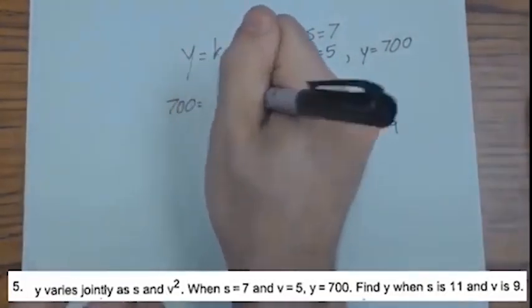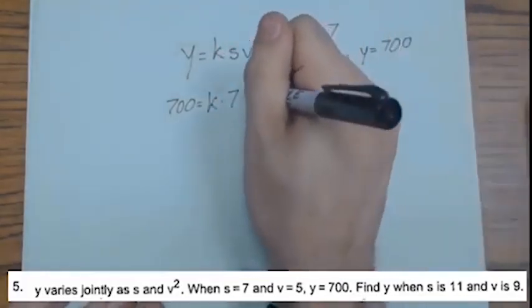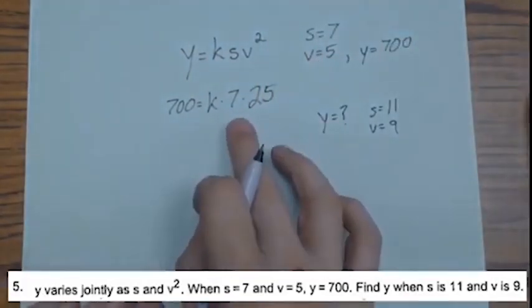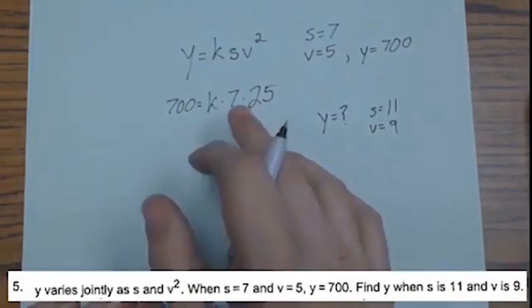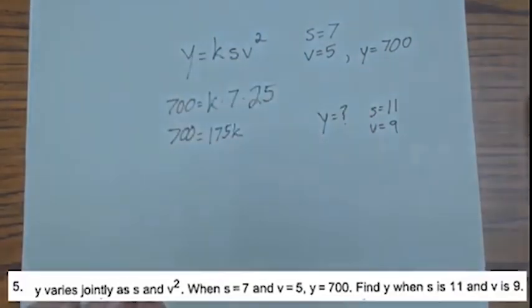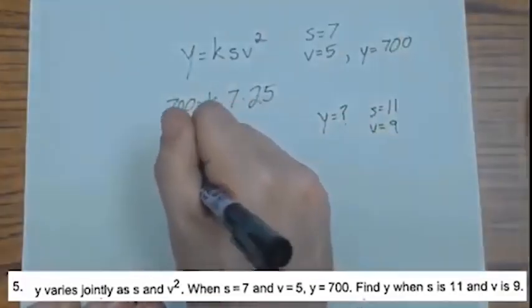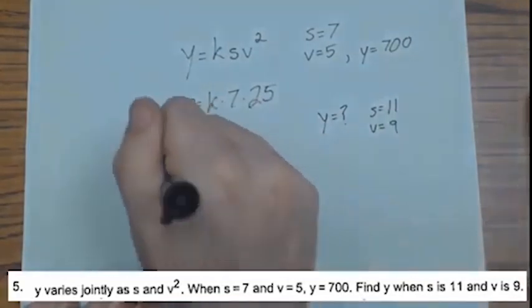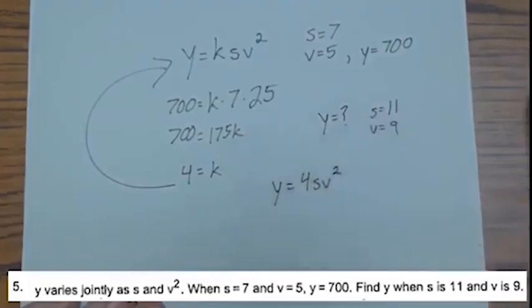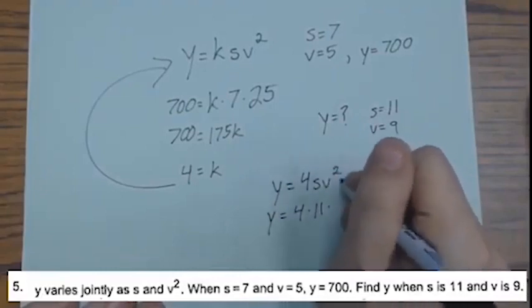So y is 700, k is unknown, s is 7, v is 5, so v squared is 25. 7 times 25 is 175. So 700 equals 175k. 700 divided by 175 is 4. So 4 is k. Plug that back in. y equals 4sv squared. So what is y when s is 11 and v is 9?